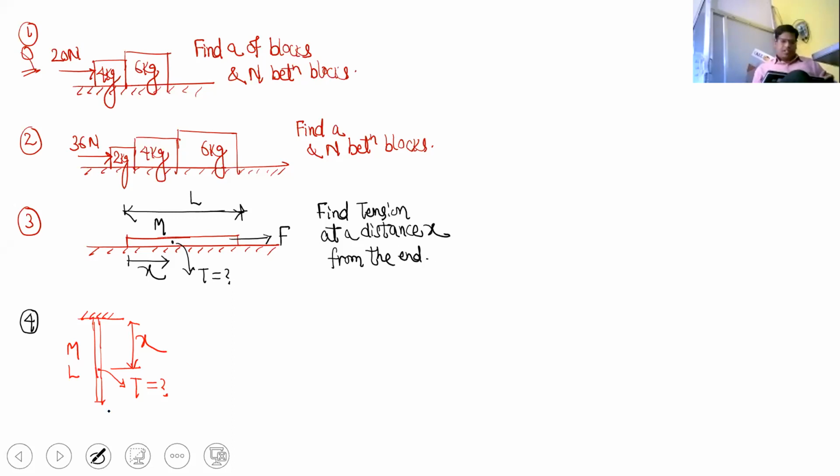So check whether your answers are matching or not. So here it is easy if you first find out acceleration. See, this question you can do in two ways. There are two blocks. So now assume the 4 kg block to be a system, draw its free body diagram, write its equation, and then assume the 6 kg block to be your system, draw its free body diagram, write its equation. Or you can take them together as a system also, because they're moving together.